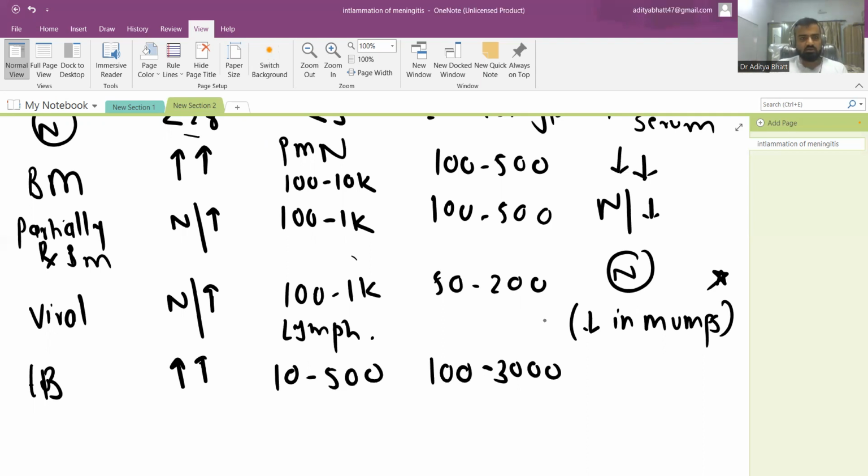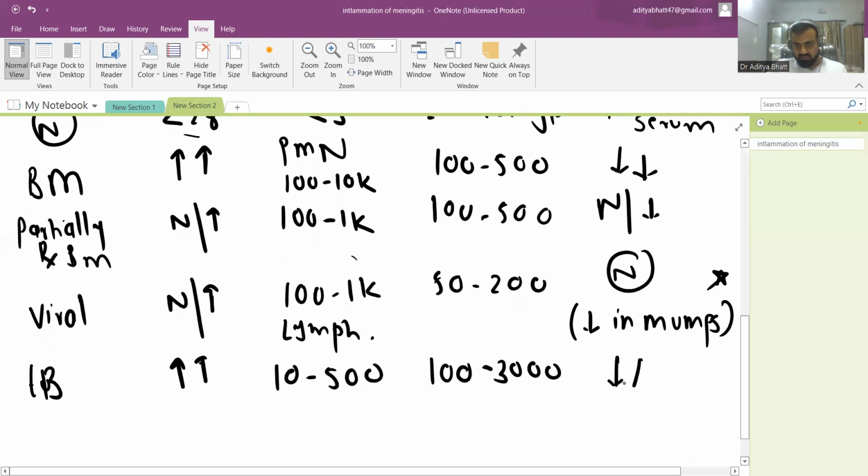That is how it is in tuberculous meningitis. And again, the CSF glucose is very low.